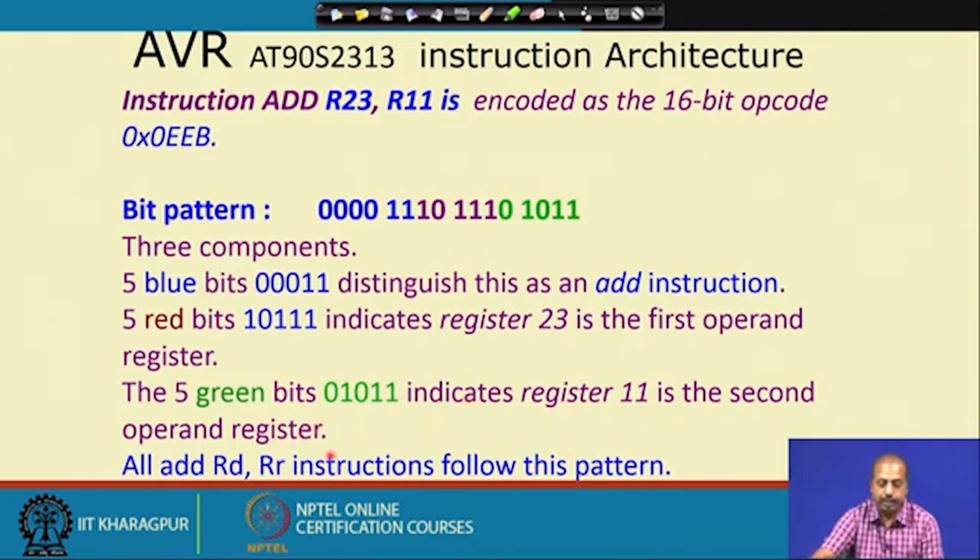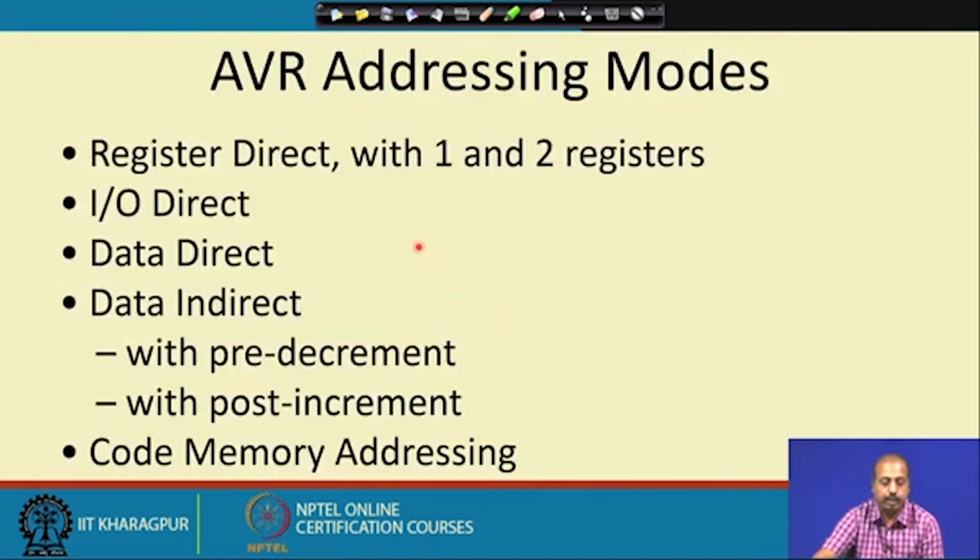So all RD/RR instructions will follow this pattern. This has a coding like this. This 0 is redundant, this 0 is extra, nothing is there, so that is taken as 0. All instructions will be coded like this.